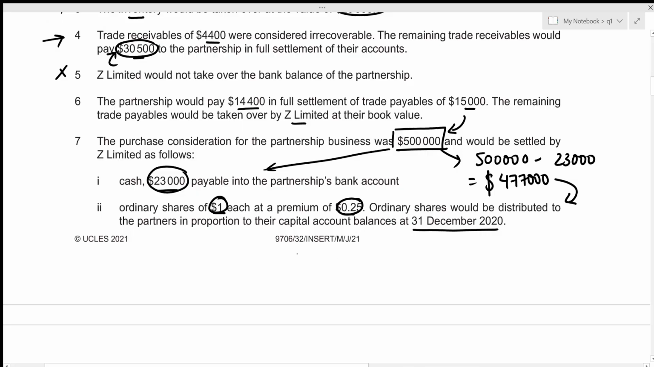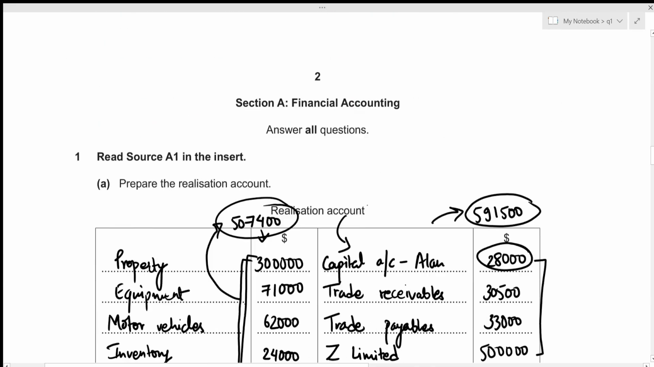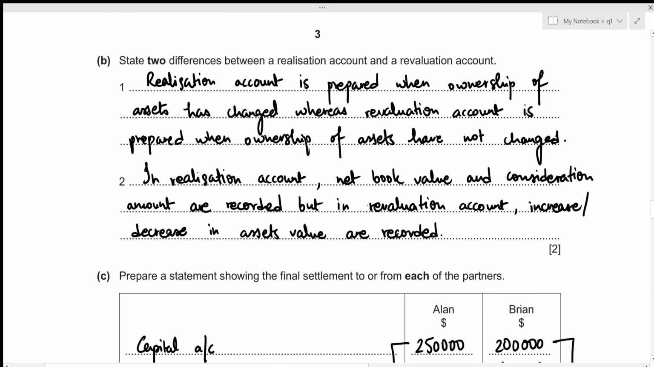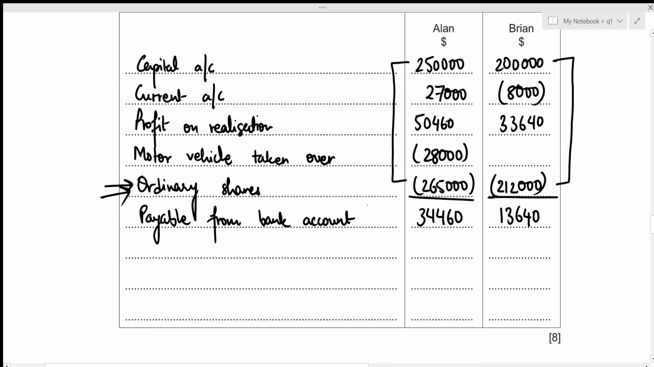Right here, we can see that ordinary share is of $1 each, but it is given at the premium of 0.25. All right, so the value at which we are providing the ordinary share for Alan and Brian is 1.25, right? But we only include the value 1 in our share capital. First of all, let's figure out the total ordinary shares for Alan and Brian. That's 265,000 for Alan plus 212,000 for Brian, right? Which gives the total value for both Alan and Brian to be 477,000.